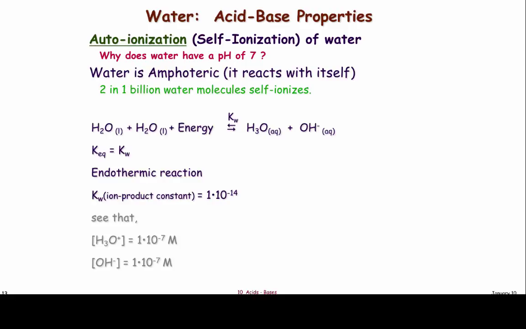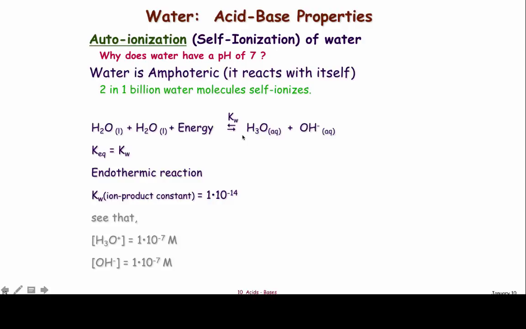Well, the reason why water has a pH of 7, and pH, by the way, is an acid strength indicator. It tells you the degree of how much hydrogen ions are in solution. But the reason why water has a pH of 7 is because 2 in 1 billion water molecules undergo this self-ionization. If you take water molecules and you have them react with each other, one of the water molecules will give up the hydrogen and the other will accept it. So you form H3O plus and OH minus.